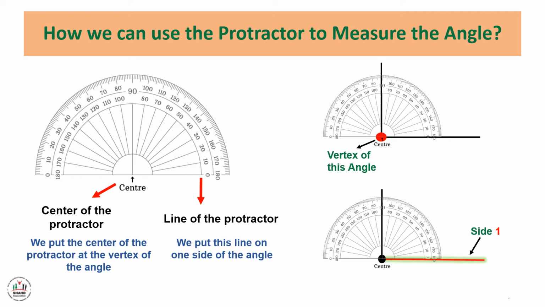this angle, then the line of the protractor we put on side 1 or side 2.